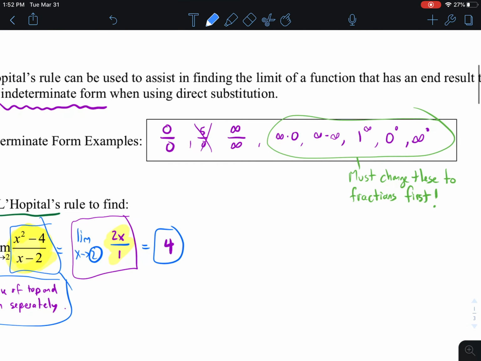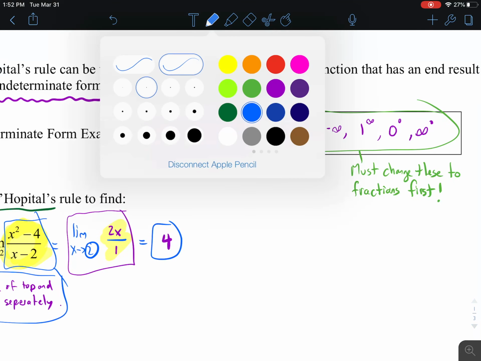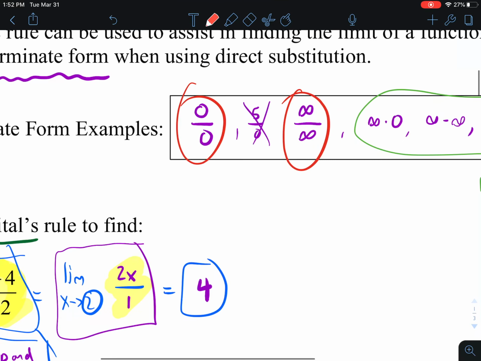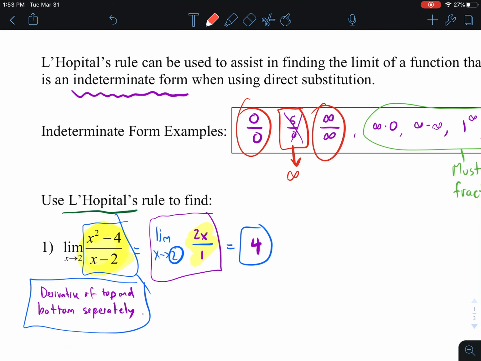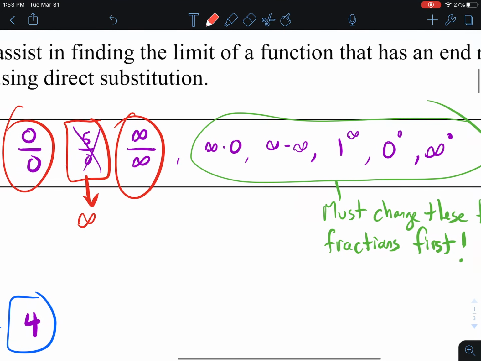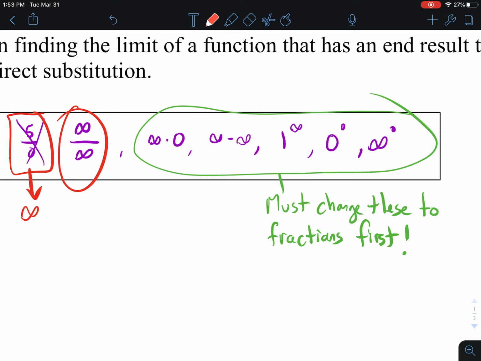Here are some of the indeterminate forms that we might see in this class and in most calculus classes. The most common ones, you're going to see 0 over 0. You're going to see sometimes infinity over infinity. Keep in mind, when you have a number over 0, like I wrote 5 over 0 here and I crossed it out, that is not an indeterminate form. This just means usually the answer is going to be infinity, or negative infinity. Here are some other indeterminate forms, but if you get some of these, you're going to have to change it to a fraction first if you want to use L'Hopital's rule.